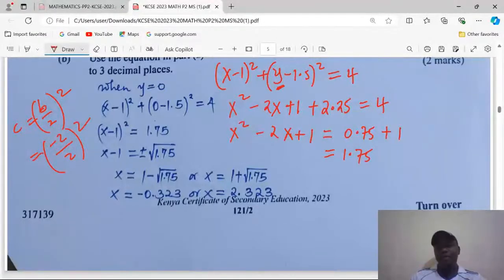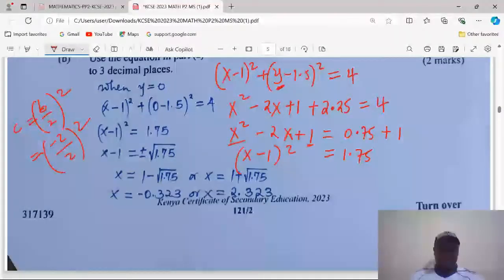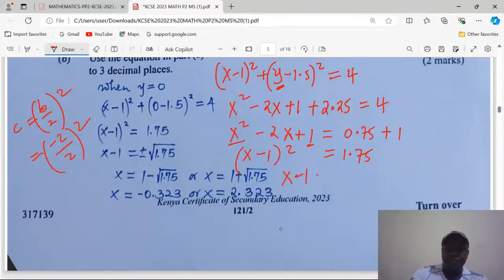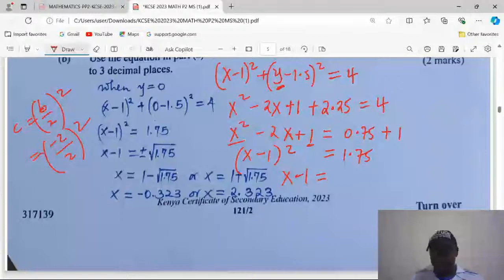But for this case, we can factorize the left-hand side, whereby you need the square root of x squared. This is x. The sign which follows is a minus. The square root of the last term is 1 squared. So now with the factorized perfect square, we can now take square roots for both sides, whereby we shall just remain with x minus 1 equals the square root of 1.75 now. The square root of 1.75 is going to be 1.323.